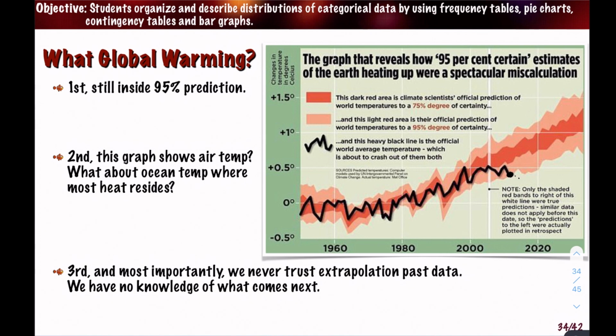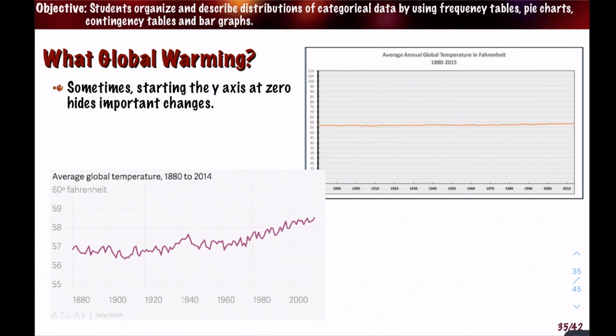We don't know what the future holds. We have no knowledge of what comes next, so we don't extrapolate. Be careful about that. It's one of those logical fallacies that we're going to push against in this class.